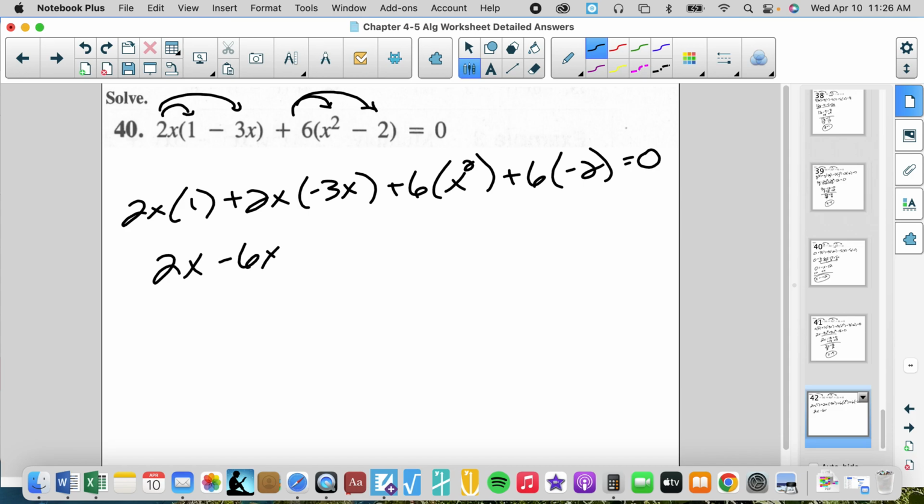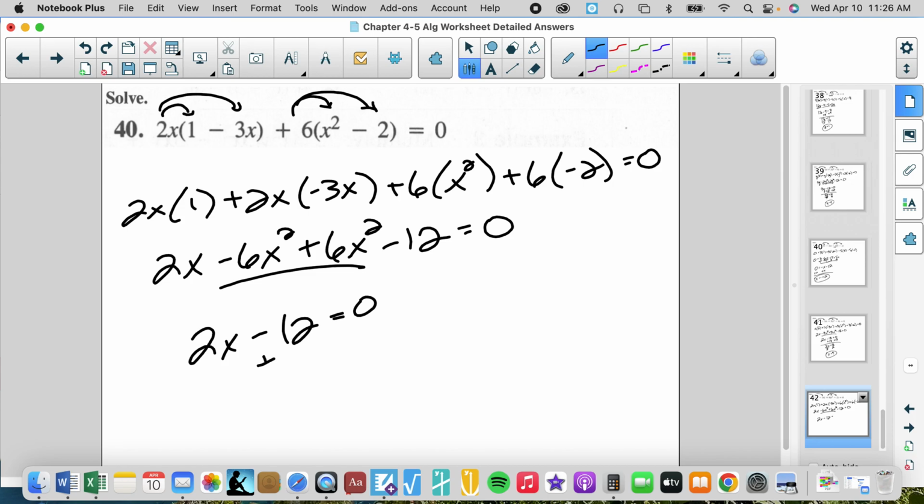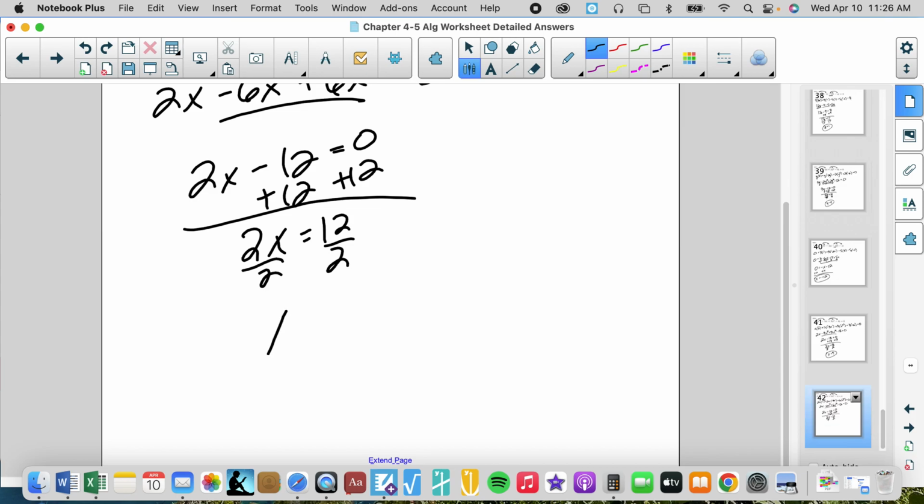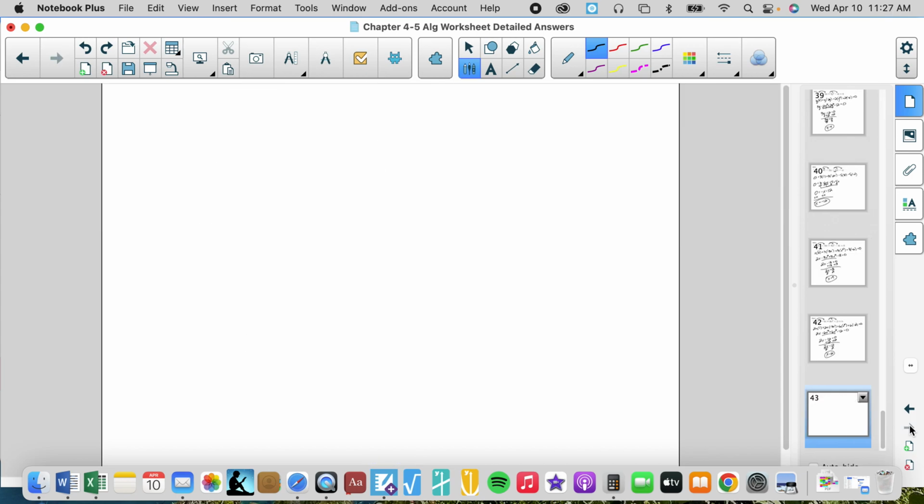2x minus 6x squared plus 6x squared minus 12 equals 0. These are like terms, they cancel. 2x minus 12 equals 0. Add 12. 2x equals 12. Divide by 2. X equals 6. That was the last one.